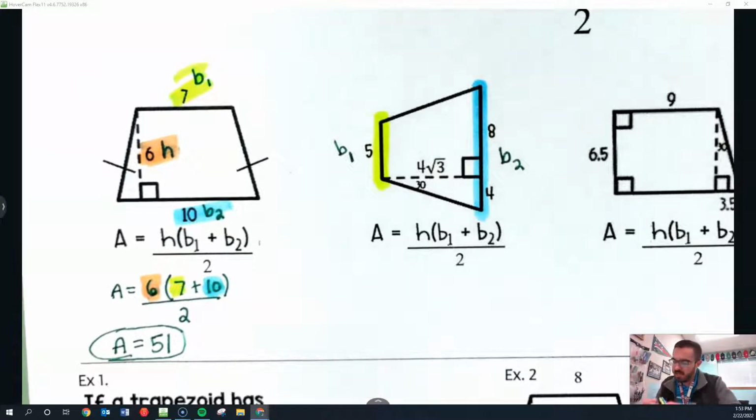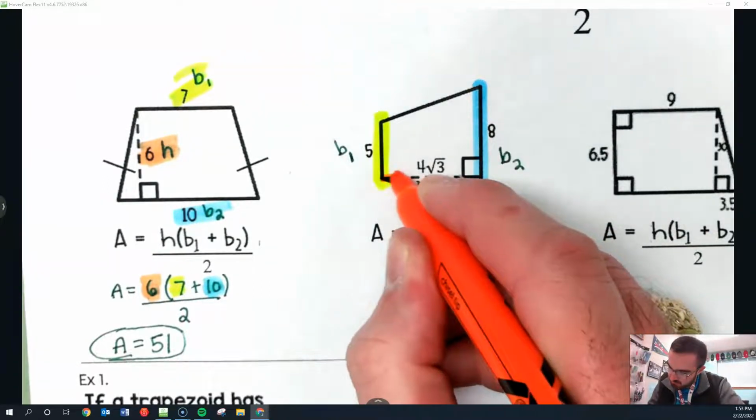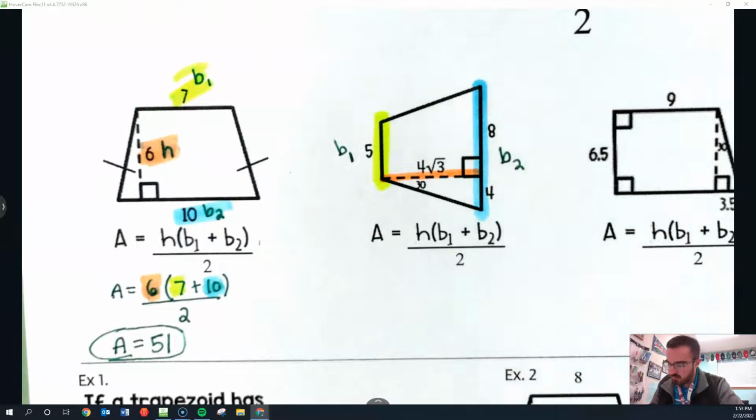And then finally, the height here would be 4 root 3. Okay, that's our height.